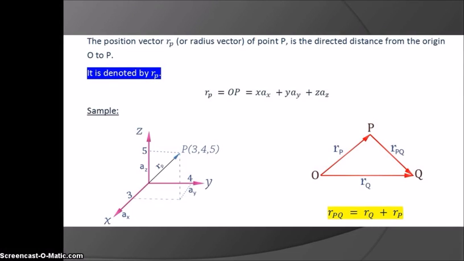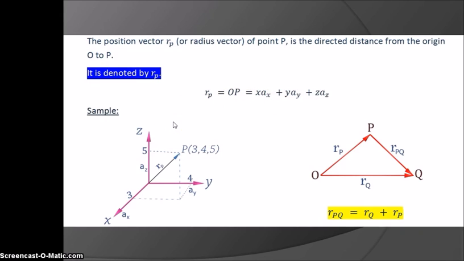Let's move over to position vectors. The position vector or radius vector of point P is a directed distance from the origin O to P, and it's denoted by R subscript P. So the position vector is equal to OP, the distance between the origin and any point P within the Cartesian coordinate system, and is given by this vector here.